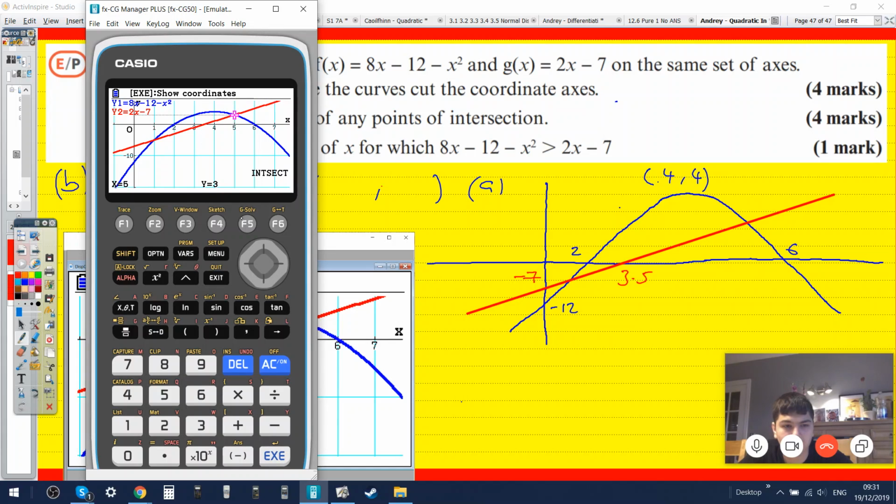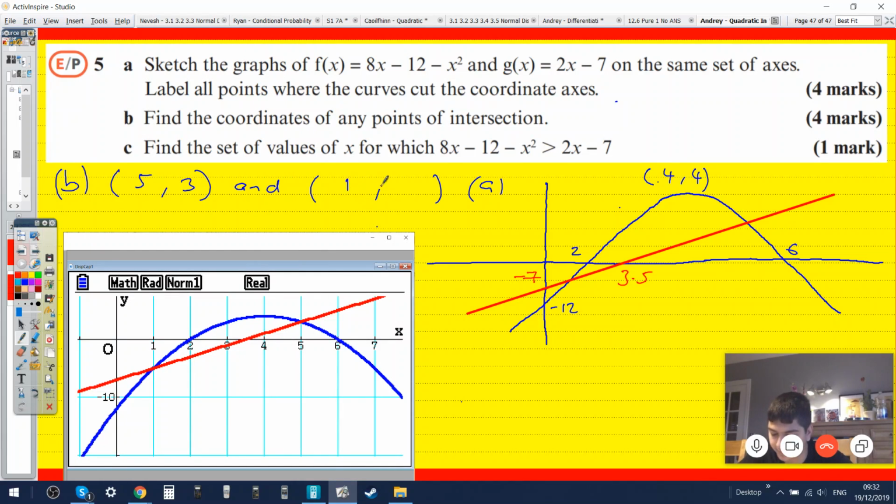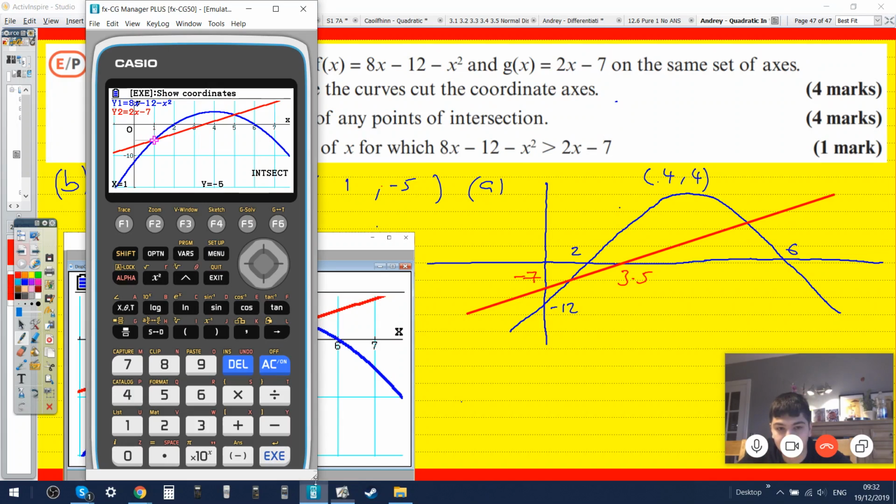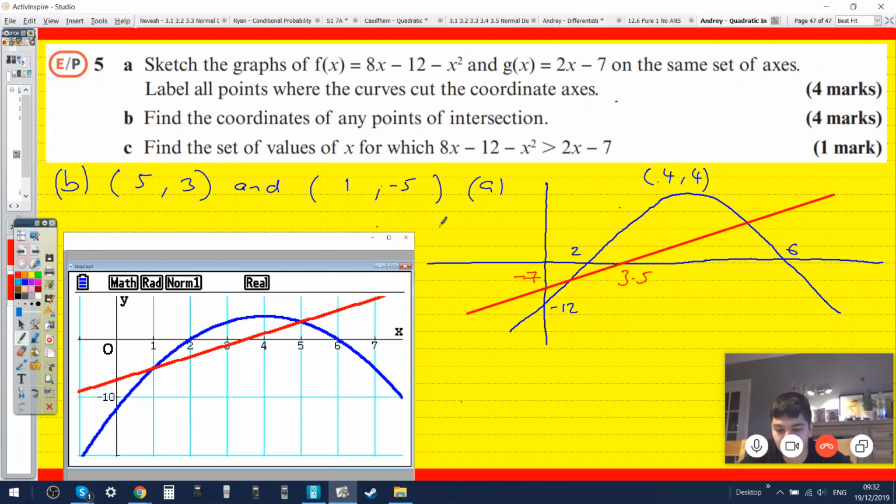So did you do shift graphical solve? No, I just looked at it and said, yeah, that's 5, 3. Oh, okay. So you can do shift, graphical solve, and intersection. F5. Intersection, yeah. And it says the intersect is x is 1 and y equals minus 5. So 1, minus 5. And if you press right, it will verify that the other one is 5 and 3. Yep, there we go. And then how about C?